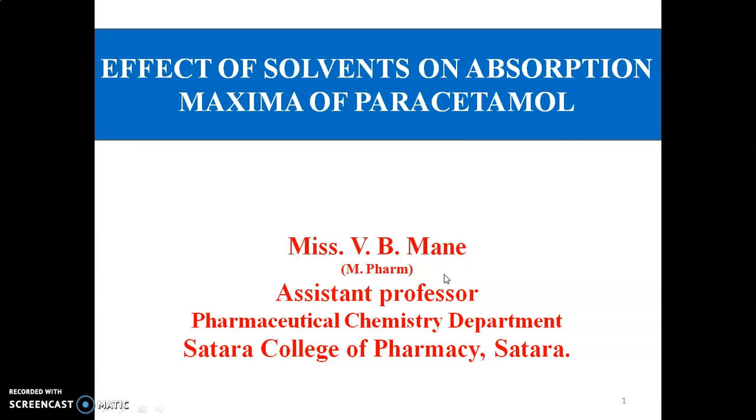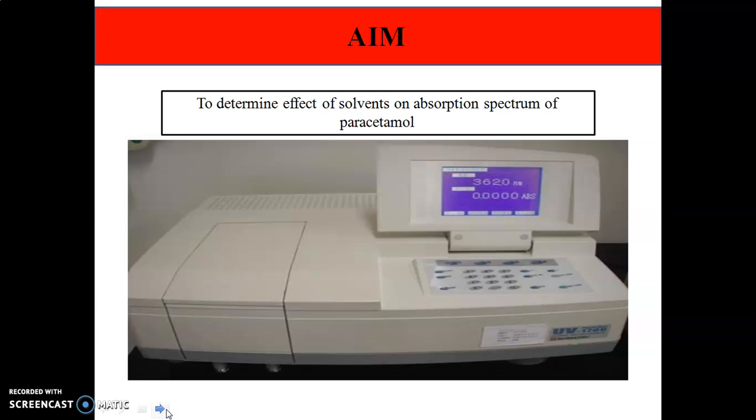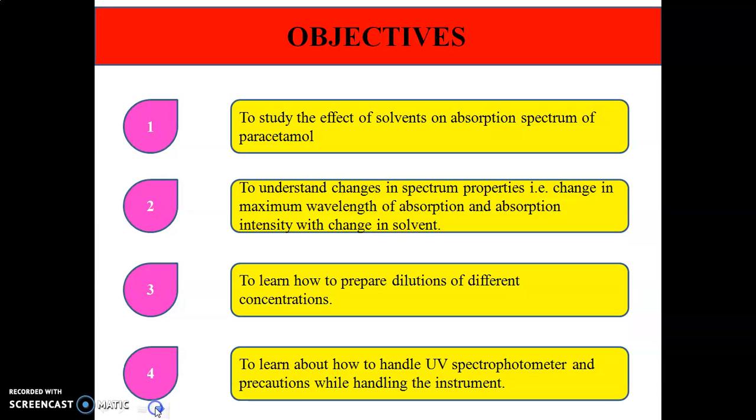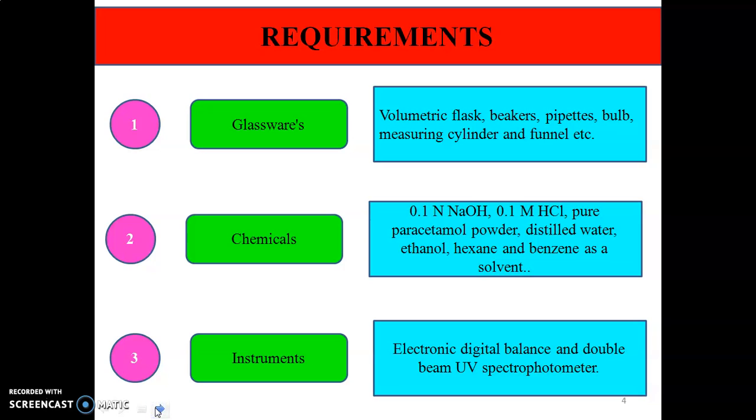In this video, we are going to see the effect of solvent on absorption maxima of paracetamol. The aim of the experiment is to determine the effect of solvents on the absorption spectrum of paracetamol. After performing this experiment, these four objectives will be achieved. These glasswares, chemicals and instruments will be required before proceeding with this experiment.